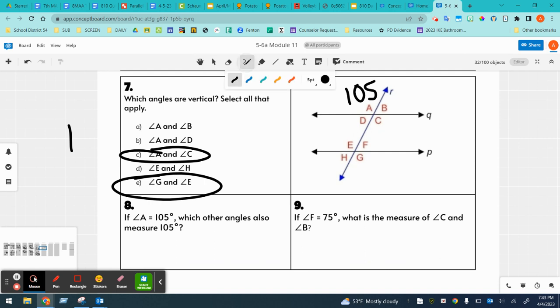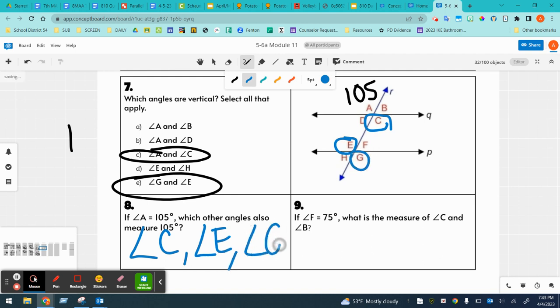I'm hoping that you guys noticed that we were looking for angle C, angle E, and angle G. All would be equal to 105 degrees. All right, so now let's move on to number 9 here.